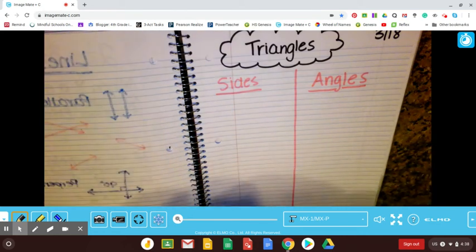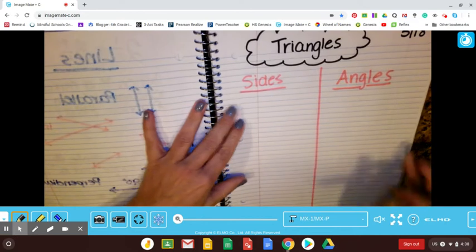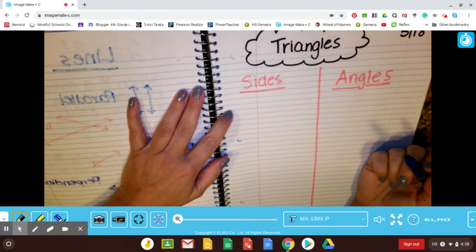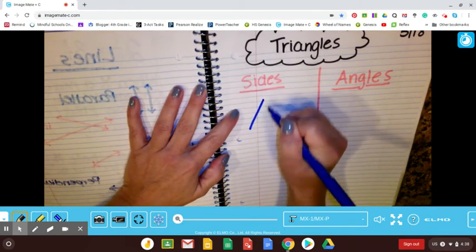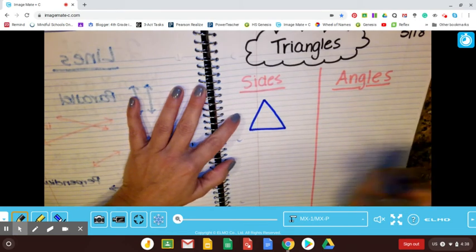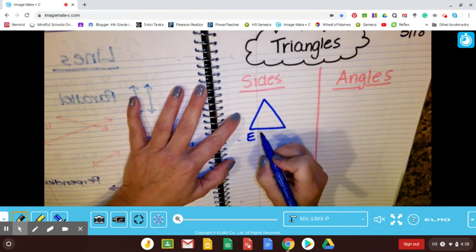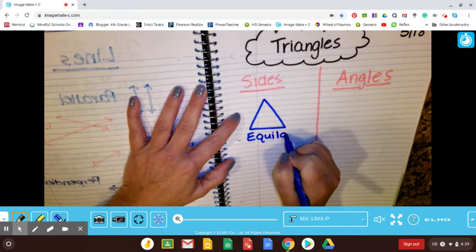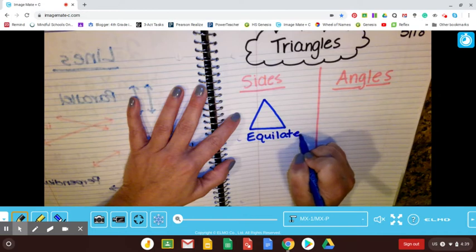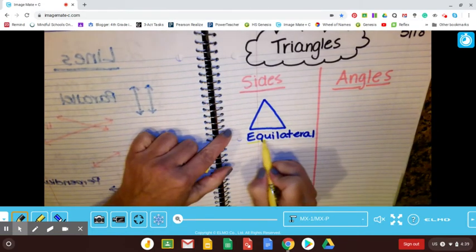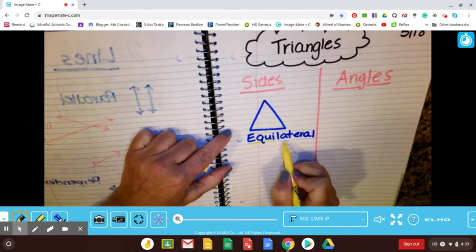Okay, sides. So there are three different kinds of triangles that make up triangles. So the first one is the easiest one, and please excuse my terrible triangles, but the first one is called an equilateral triangle. And that one I feel like is pretty easy to remember because the word equal is kind of in there. Equal, kind of, right?